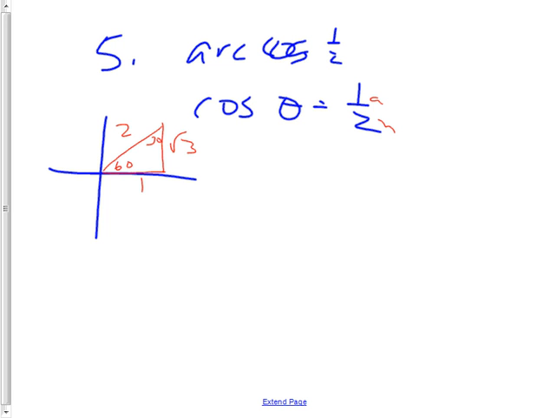Not 60, because the directions, if you read them, it says radians. What's the 60 the same as? Pi over 3. And circle it or something.